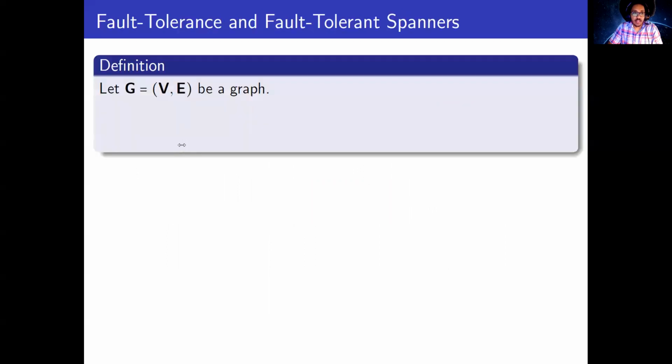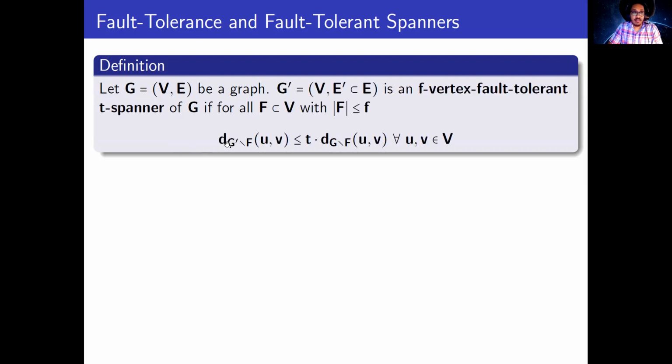A similar data structure of interest to those in the field of distributed computing is the fault-tolerant spanner. Formally, given a graph G, we say that a subgraph G' is an F-vertex fault-tolerant T-spanner of G if we can remove up to F vertices, and what remains of the spanner is a T-spanner of the original graph with those same vertices removed. The idea here is that the spanner is now robust against failure of up to F vertices. Edge fault-tolerant spanners can be defined similarly, but in this talk, I will focus on the vertex fault-tolerant case.